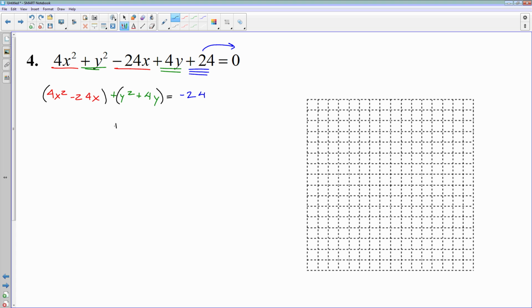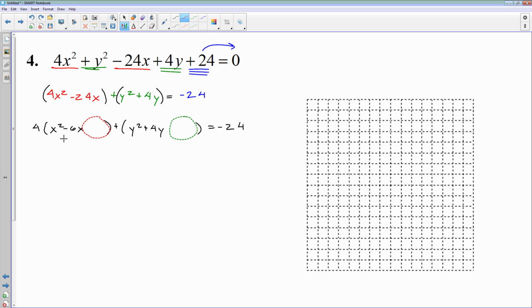Now the y's are actually ready to go. I have y squared plus 4y. I'll leave some space to complete the square. But with the x's, you need to factor out that 4. I'm going to start by pulling out the 4, and that'll give me x squared minus 6x, leave some room to complete the square. And now I need to add something to my x's, and I need to add something to my y's to give me a perfect square.